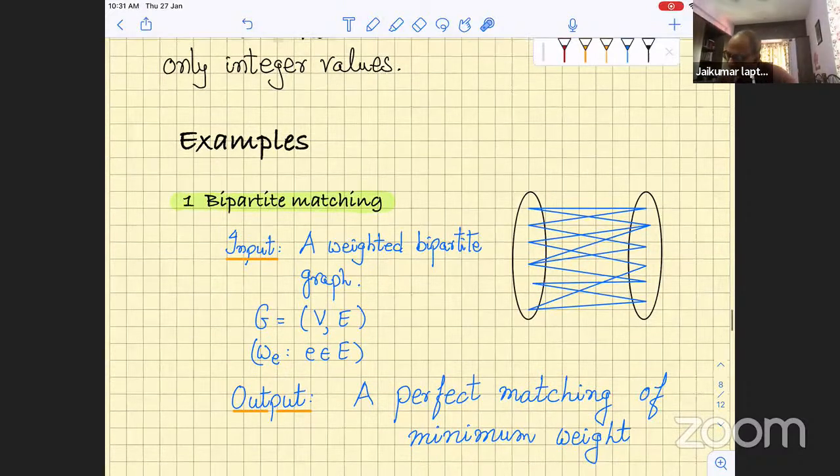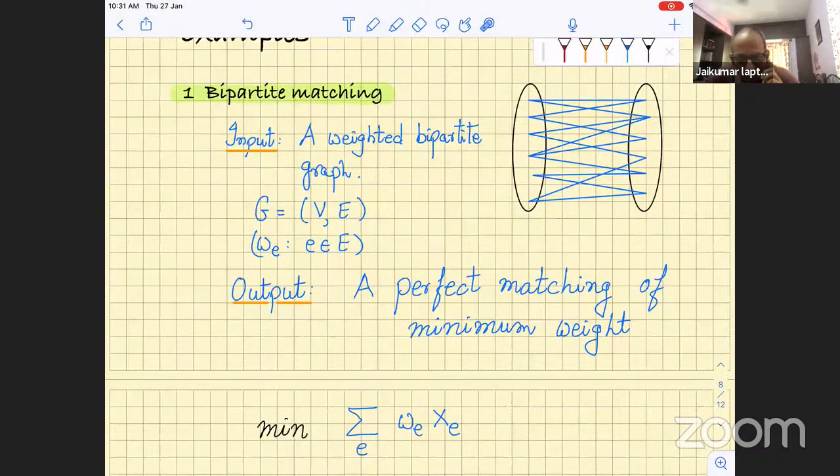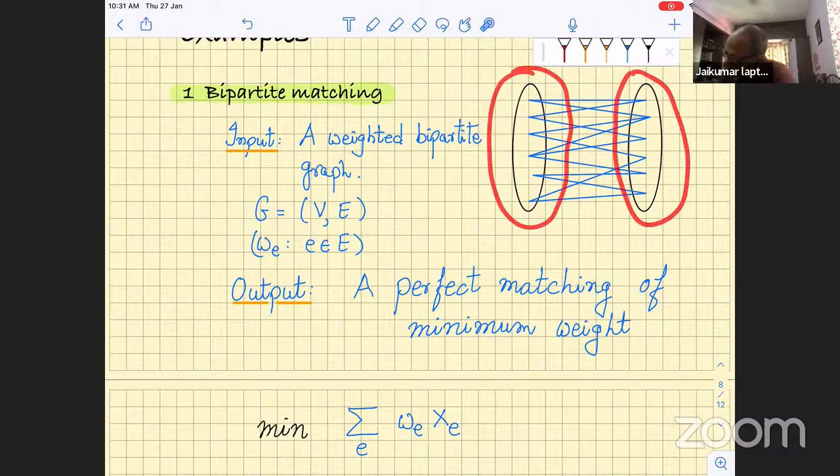So let me tell you about this, which has probably been covered in the algorithms course that Kavita and Umang taught. It would be good for those people who took the course, and the others will get an introduction now. So this is the bipartite matching problem. What do we have? We have a graph, and there are some vertices on the left and some vertices on the right, and they are connected by these edges.